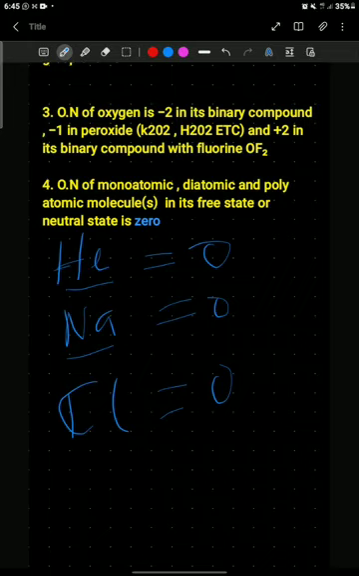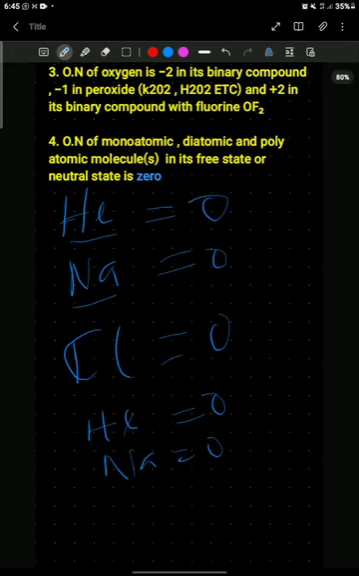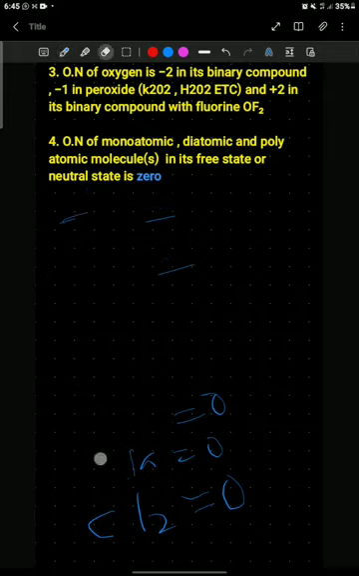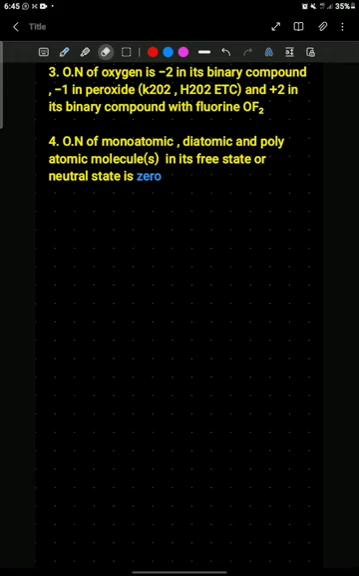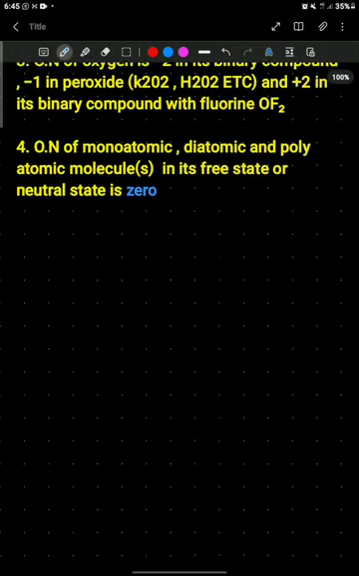Now let's say that they are forming a molecule. A molecule of helium is still helium, so it's still 0. A molecule of sodium is still equal to 0. But a molecule of chlorine is Cl2. So far it is standing alone, it's still 0. So it means that if an element is standing alone, in its free state or neutral state, not carrying any charge, it is equal to 0.